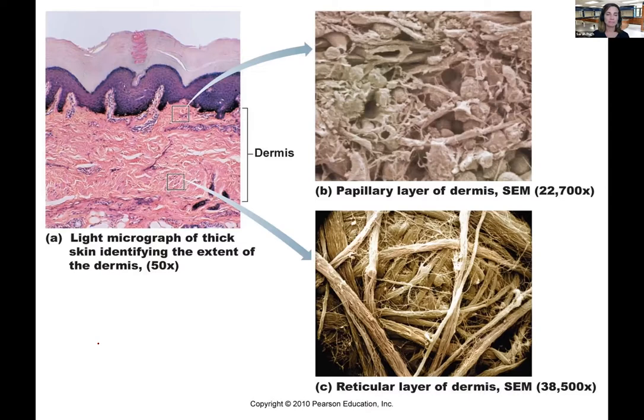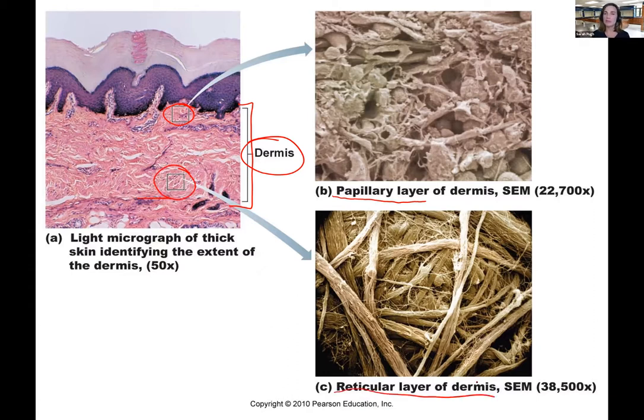So this is an image on the left of your skin. Everything in pink, that's all the dermis. Now your dermis has 2 layers, and those 2 layers have different tissues in them. The layer at the very top up here is called the papillary layer. The layer deeper is called the reticular layer.